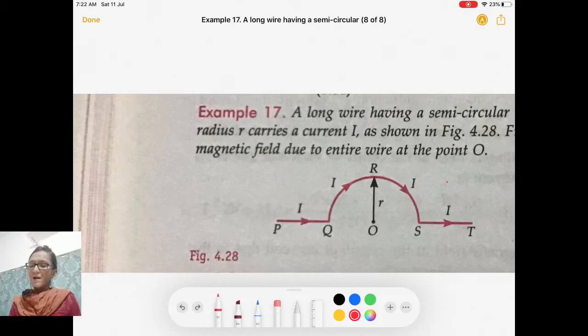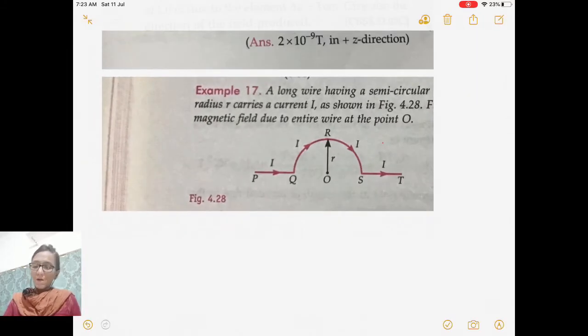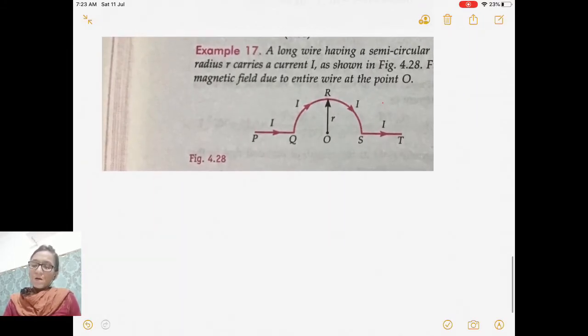A long wire having a semicircular arc of radius r carrying a current I as shown in the figure. The magnetic field due to the entire wire at point O is? You have to find the magnetic field at O. So, we'll be adding the magnetic field at O due to all the three parts.